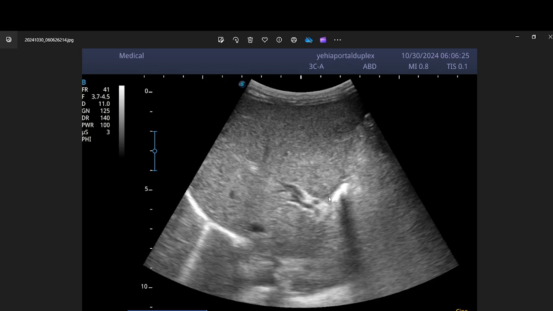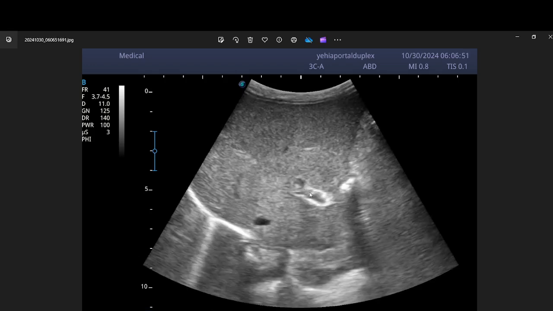This view is right anterior to mid-axillary line, oblique, slightly oblique posteriorly, with the probe placed upon the intercostal spaces at the right hypochondrial region. At the site of the portal vein here, we don't see the portal vein, but we see narrow, thin, serpiginous channels that are replacing the course of the portal vein, like this.